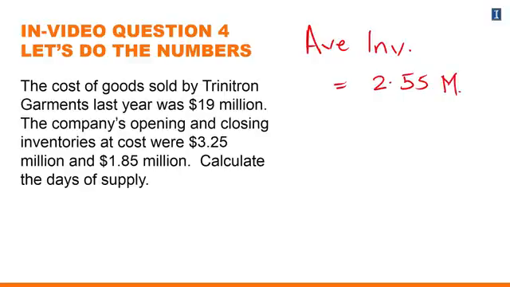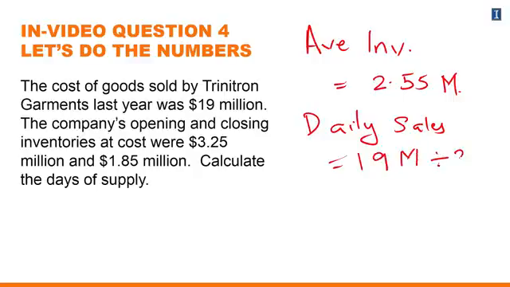We want to take the total sales and convert it to daily sales. So we're going to take the 19 million of sales that we have for this company given to us, and we're going to take 19 million, divide that by 365 days, and that gives us 52,055. Right.